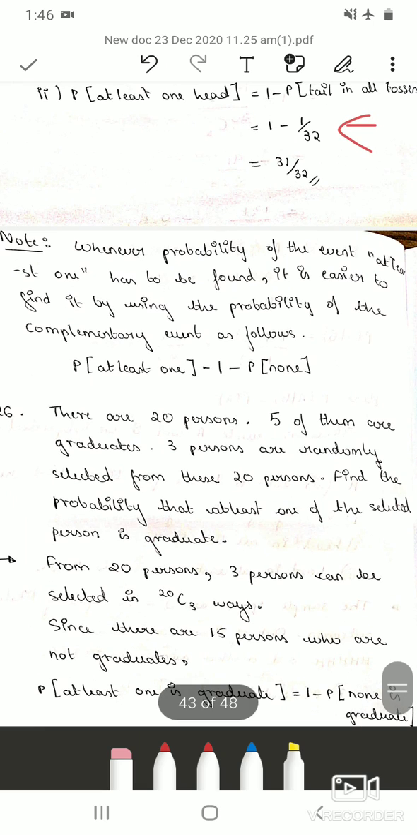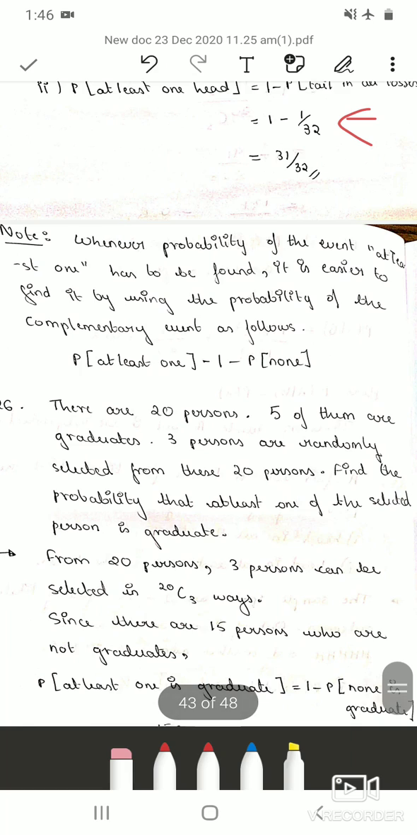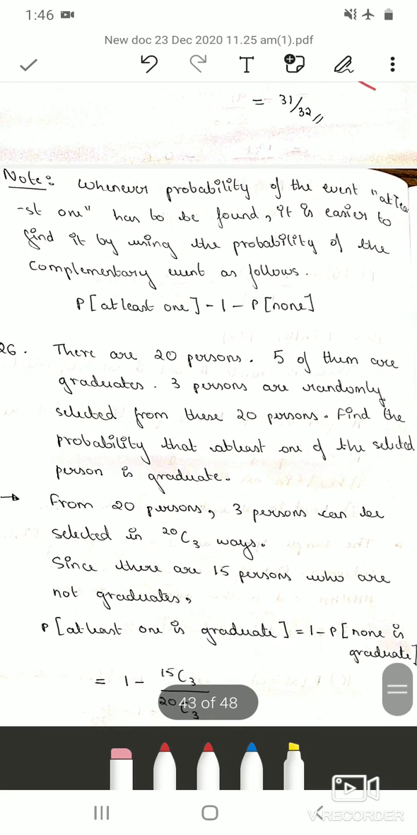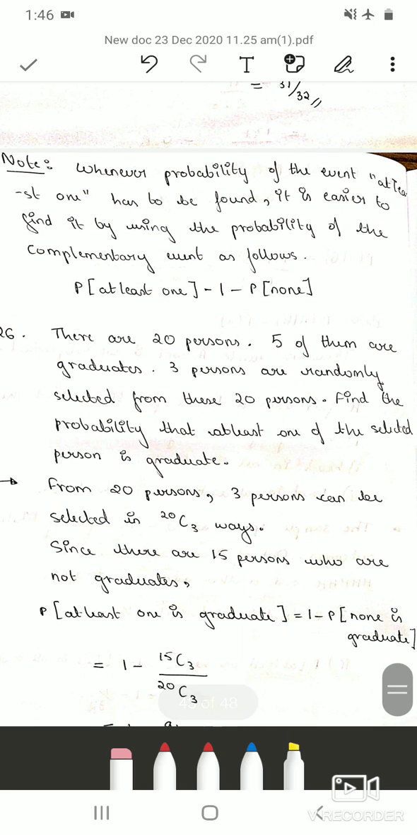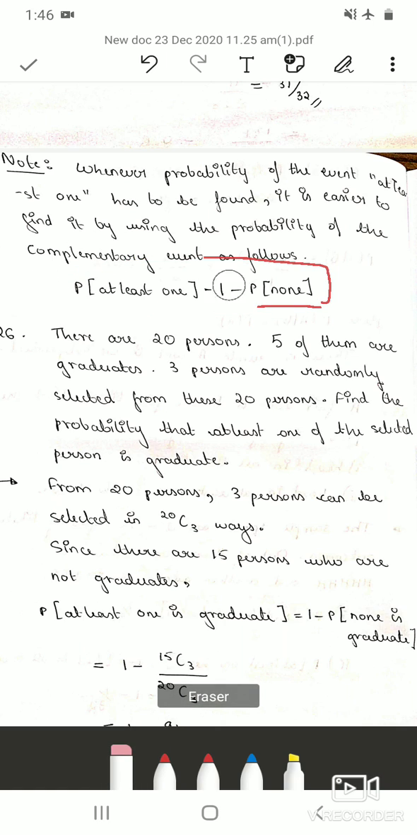So whenever the probability of event at least one has to be found, it is easier to find it by using the probability of the complementary event as follows, which is probability of at least one is equal to 1 minus probability of none. So you can use this note whenever they have asked to find out the probability of at least one, we can take the complementary event, which is 1 minus probability of none.